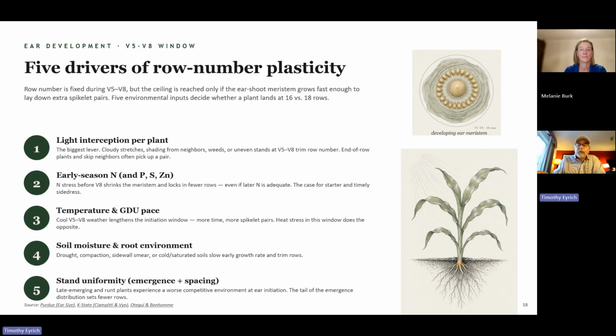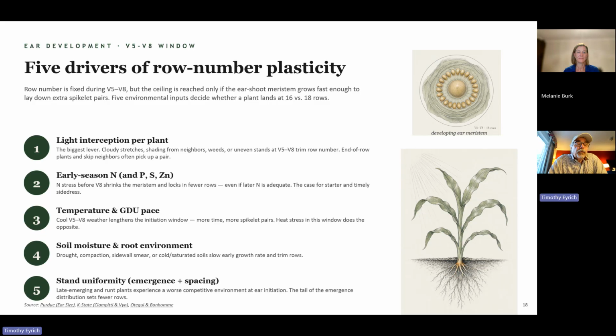The other thing that we're going to talk most about today is number 2, early season nitrogen. Stress before V8 will shrink the window, or the number of rounds. If we get deficient on nitrogen, or we have to spend a lot of energy utilizing the nitrogen that we're giving it, we can have a perfect condition to make 18 rounds and we'll make 16 rounds. We'll talk more about that. That's going to be the more focus of today.